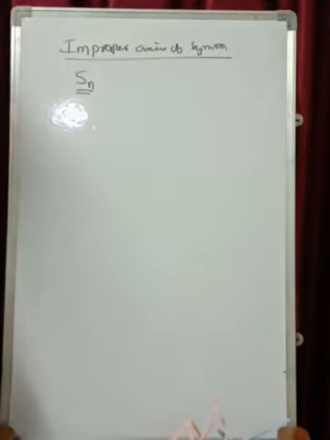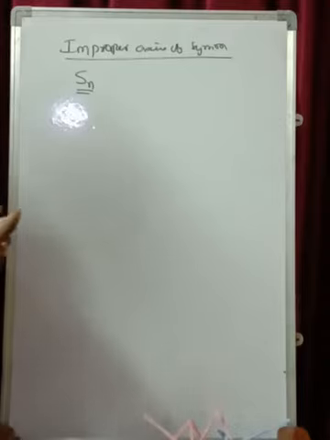Now what is this symmetry? In this particular symmetry, we are going to do the rotation followed by reflection. The condition is that the rotation and reflection must be done perpendicular to each other to obtain the equivalent structure. So here also in improper axis of symmetry, we are going to get an equivalent structure.